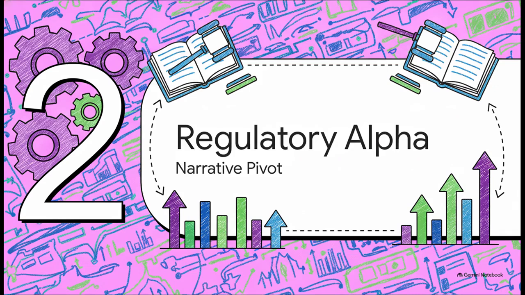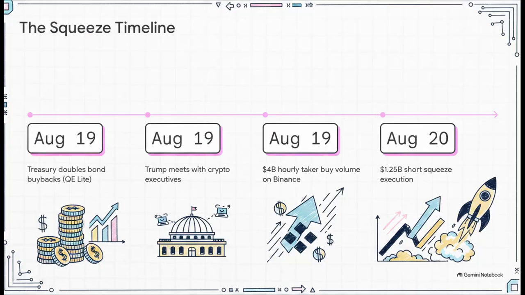Which brings us to Section 2, regulatory alpha and narrative pivot. Let's see how legislative frontrunning is acting as rocket fuel for these prices. We need to map out this exact timeline because the cascade from August 19th to the 20th is what triggered this structural breakout. On August 19th, the Treasury announces the QE Lite buybacks. That exact same day, President Trump hosts a high-profile meeting with crypto executives at the White House. And the institutional response? It was immediate.